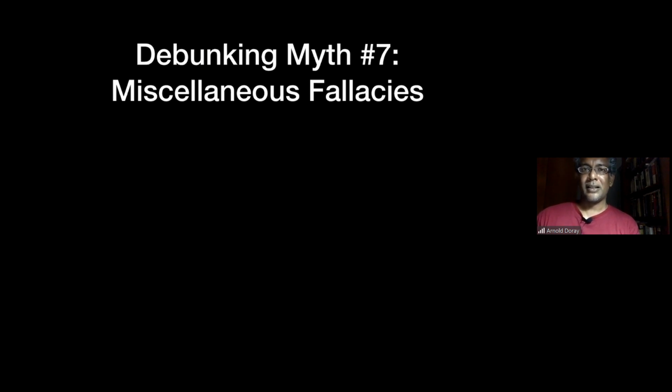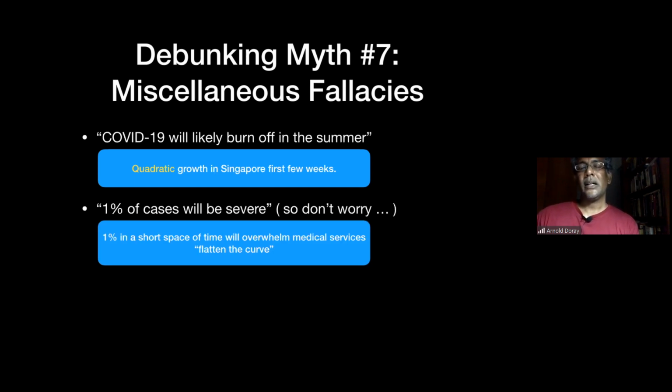Now, the last myth, well, he's got a few. The first one is that COVID-19 will likely burn off in the summer. Well, if you look at Singapore, in the first few weeks, the growth was quadratic. And Singapore is a hot, humid climate, which is supposed to be bad for viruses. But yet, without the strong interventions put in Singapore, we probably would have seen at least power law type growths, quadratic or worse. The other point he makes is that 1% of the cases will be severe, so don't worry about it. Again, it's all about how fast these 1% of cases happen.